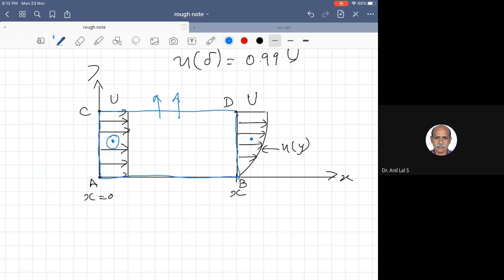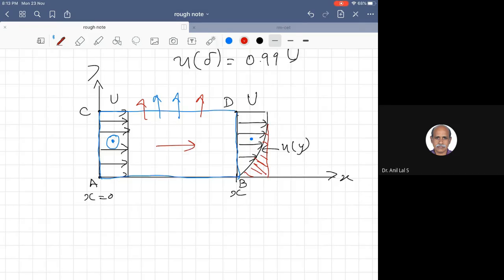That reduction in mass flow rate can be computed by this area, because the velocity is varying. You can compute this area to calculate the reduction in mass flow rate. So the effect of the boundary layer or the wall on the fluid flow is that there is a reduction in flow rate along the direction of flow, and correspondingly there is a displacement of fluid particles in the transverse direction.